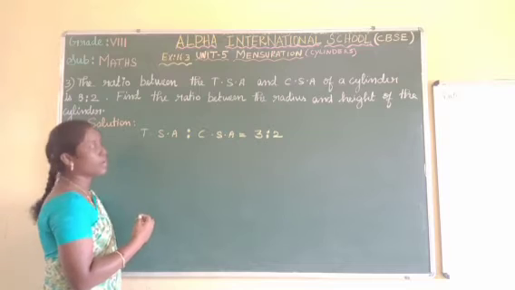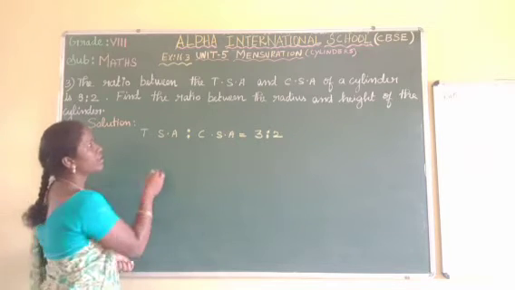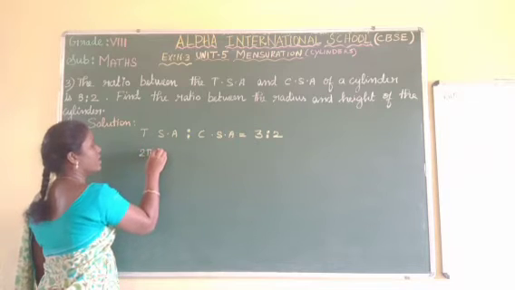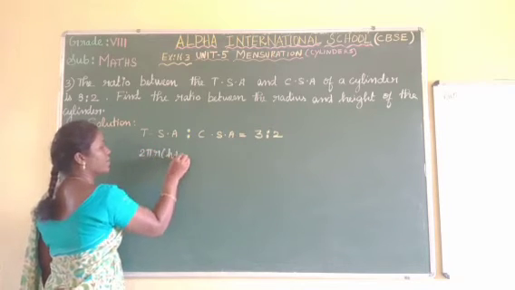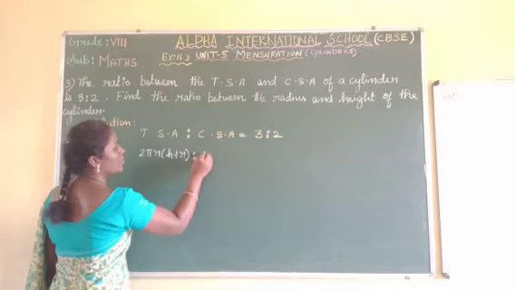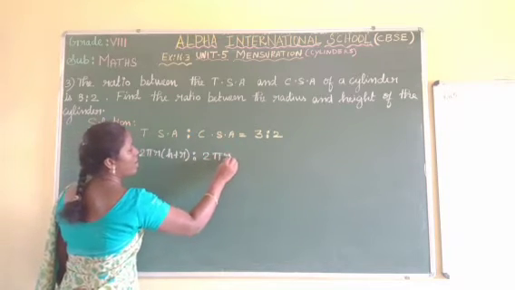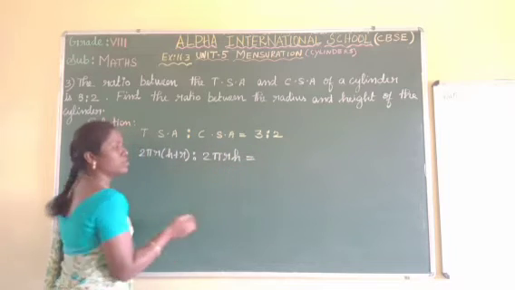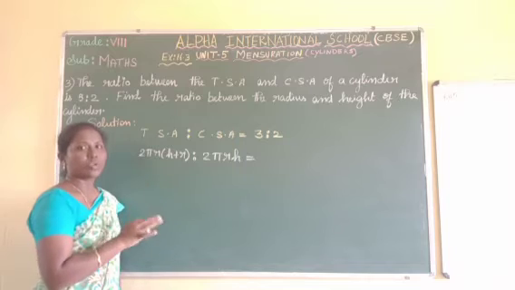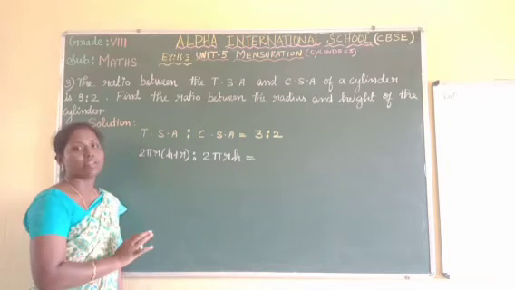First we will substitute the formula. What is the formula for total surface area? 2 pi r into h plus r. What is the formula for curved surface area? 2 pi r h. So we have to remember the formula. For each and every sum, the formula is very important. So before solving the sum, be clear and learn the formula.